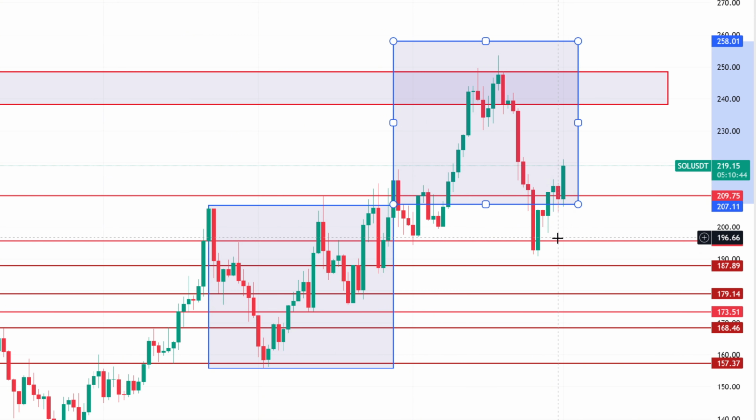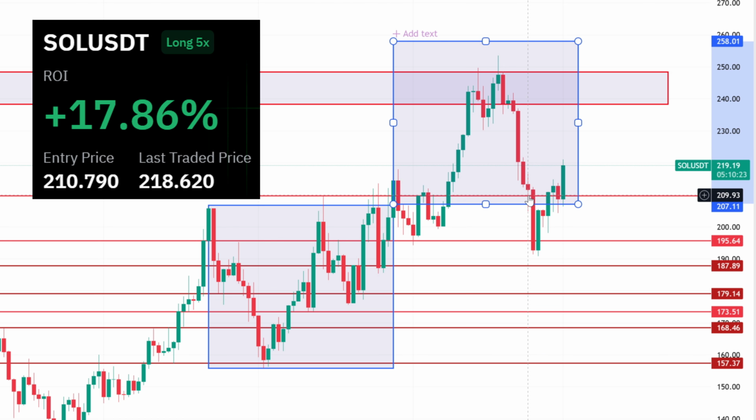You may remember that in the last update we actually were back in the rectangle here. That is where we dipped slightly below it but then bounced back up, and that is also where I have opened my position. I will put it on the screen. Currently it's about 18% in profit.